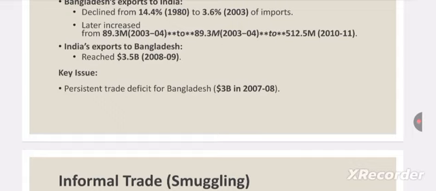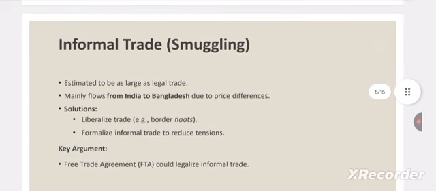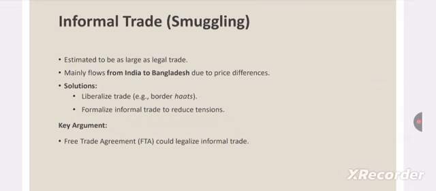Key issues here: persistent trade deficit for Bangladesh is $3.3 billion in 2007 and 8. Informal trade, like smuggling, is estimated to be as large as legal trade, mainly flowing from India to Bangladesh due to price differences.